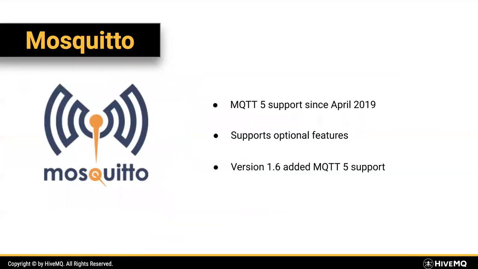The broker compatibility. Mosquitto has support for MQTT5. If you're a Mosquitto user, then the good news is you can have all the features. It supports all optional features as far as we've seen and tested. And it's available since April 2019. So it's pretty recent, so it's not as battle tested, but to start, it's pretty nice, actually. And make sure to use version 1.6. All versions below 1.6 don't have MQTT5 support.